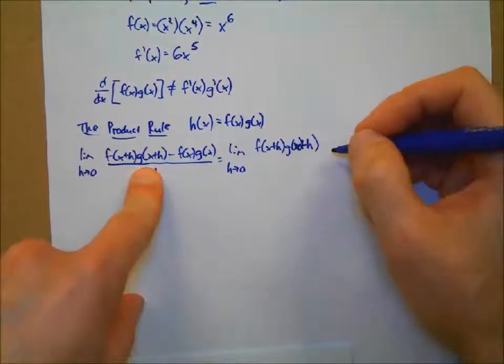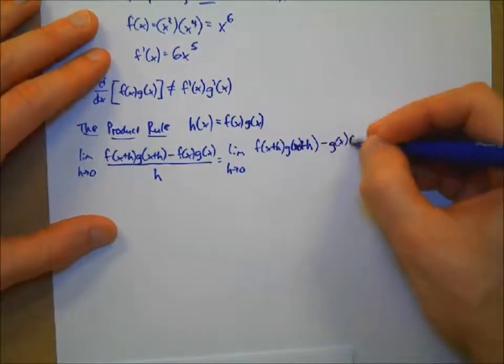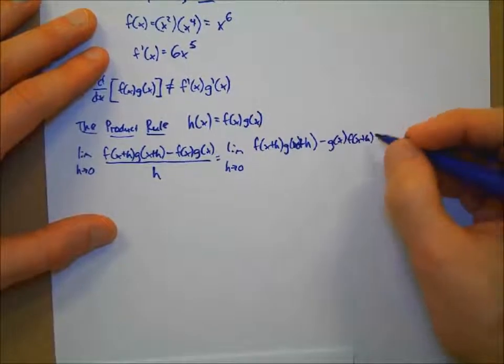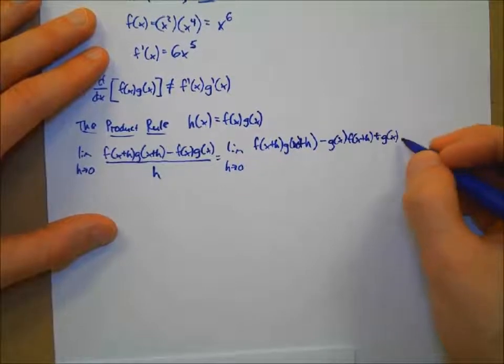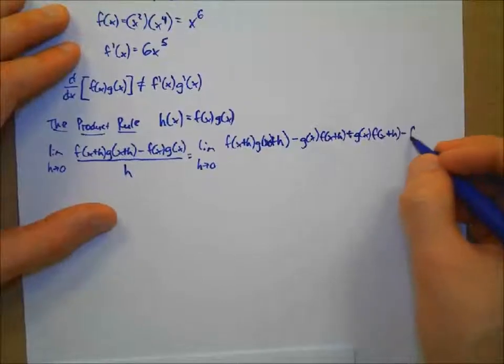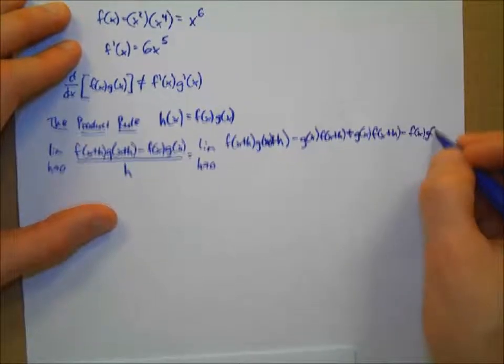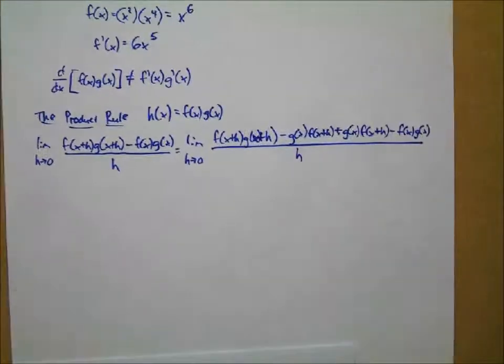I'm going to introduce in here some terms. I'm going to introduce a g of x times f of x plus h. I'm going to introduce a negative one of those, and I'll introduce a positive one of those as well, so that they really just cancel out, right? So I'm really just adding in 0 here. But you'll see why I'm doing this in just a second. Okay, so all I did from step 1 to step 2, kept the f of x plus h and g of x plus h, kept the minus f of x, g of x, and I subtracted the g of x, f of x plus h, and I added the g of x, f of x plus h. And you'll see why in just a second.